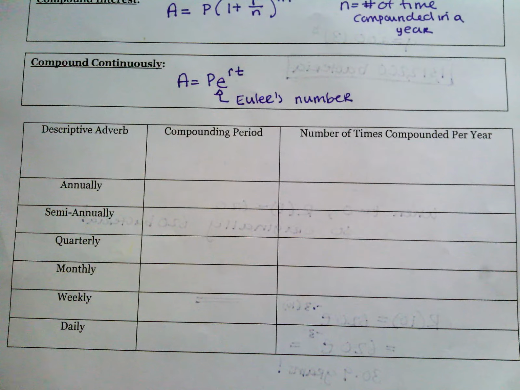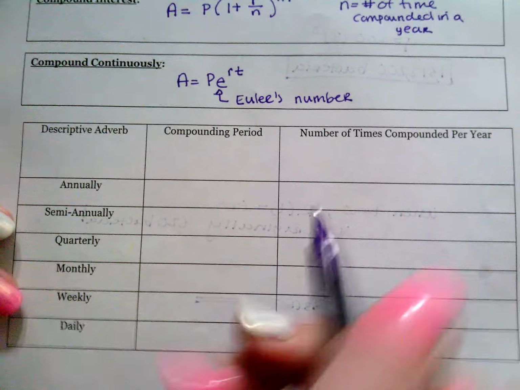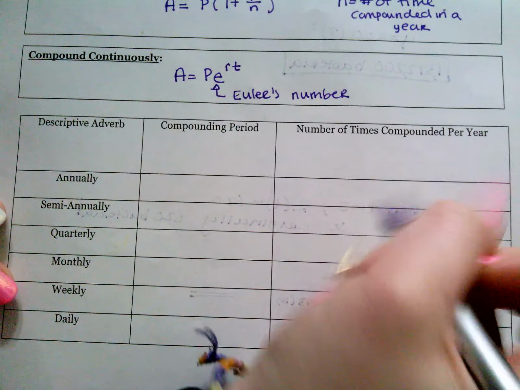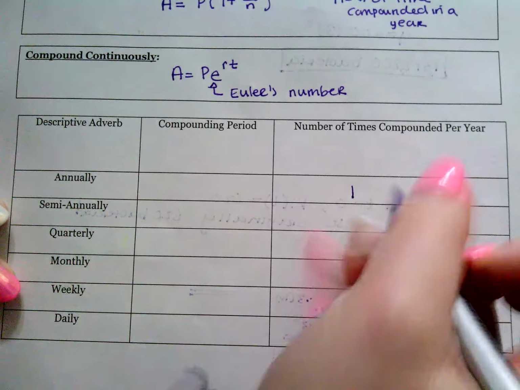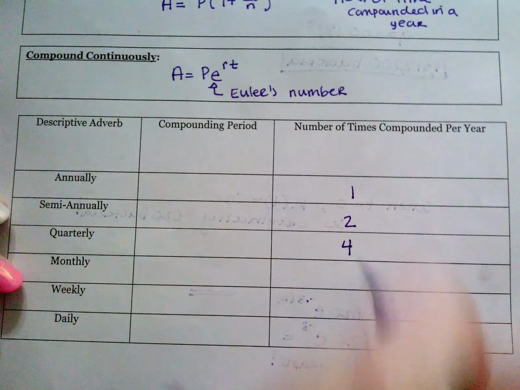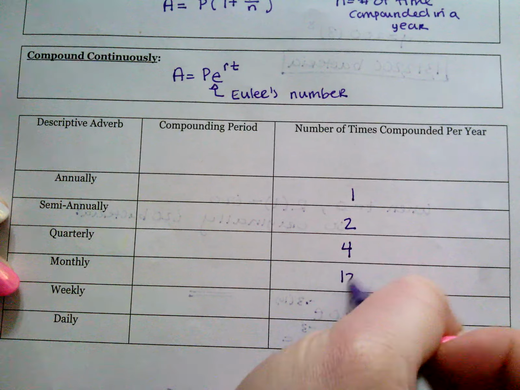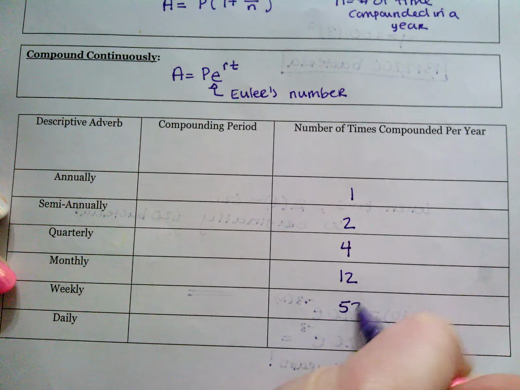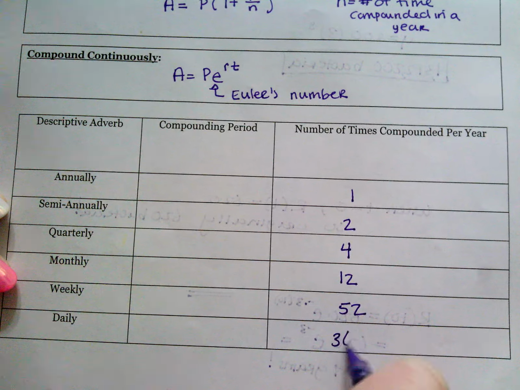So if you're compounding annually, I'm just going to fill in this right column. Compounding annually is 1 time. Semi-annually, 2 times. Quarterly, 4 times a year. Monthly, 12 times a year. Weekly, 52 times a year. Daily, 365 times a year. We'll leave it at 365.